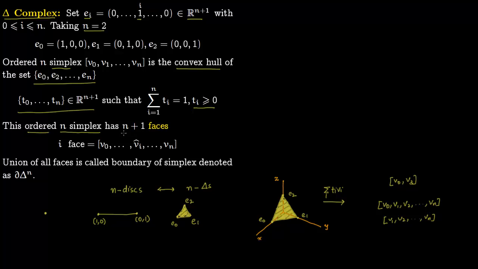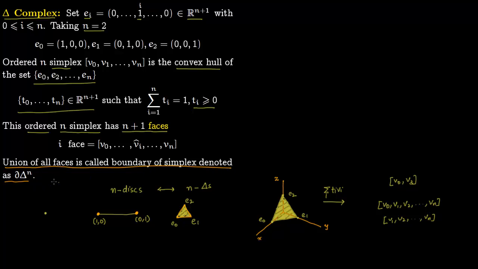An n-simplex has n plus 1 faces. This is obvious: a 1-simplex has 2 faces, this and this; a 2-simplex has 3 faces, the edges. This is one edge, this is another edge, this is the third edge. The union of all the faces is called the boundary of the simplex and is denoted by this symbol. This, in rust color, is the boundary of the simplex. So now we have talked about simplices.